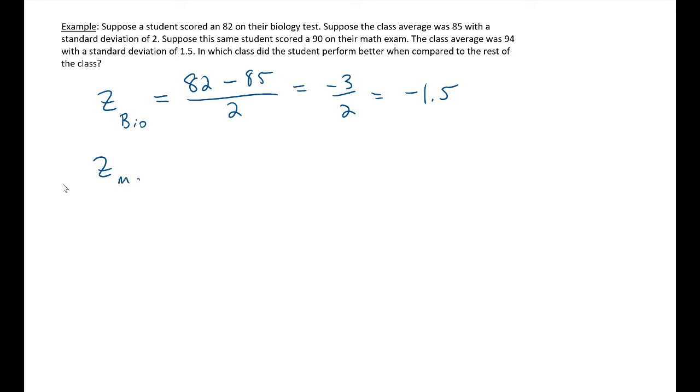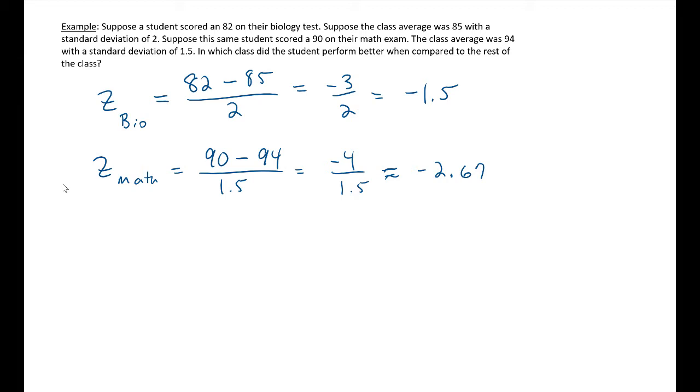Let's figure out his z-score for his math class. His exam was, he scored a 90. Subtract away the class average of 94, divided by the class standard deviation of 1.5. Okay, this is a negative 4 divided by 1.5. And a quick little calculation here in my calculator, you get a negative 2.67 if you were to round that to 2 decimal places.